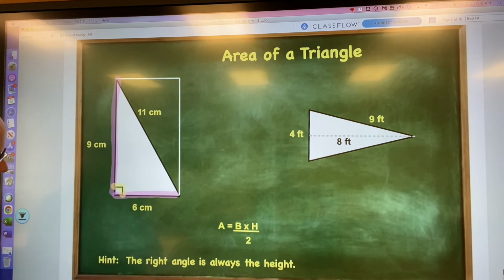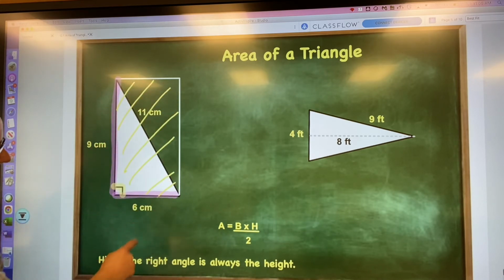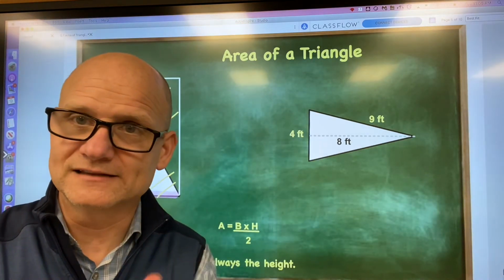And you can just see, because if I take these 2 numbers and multiply them, if I take 9 times 6, it's going to give me the whole rectangle, but then I have to halve it to get the triangle.